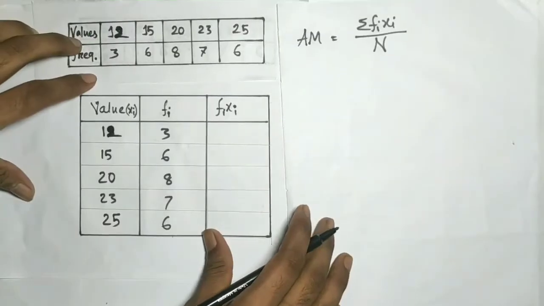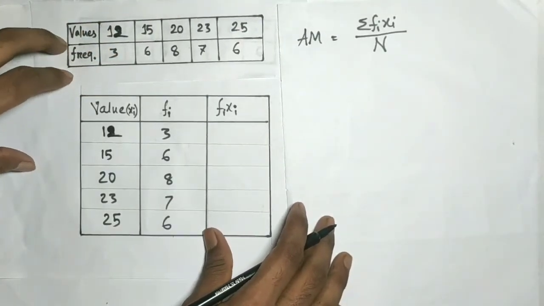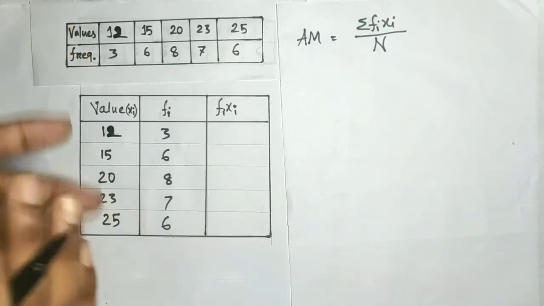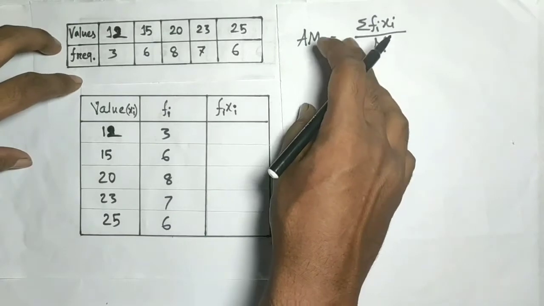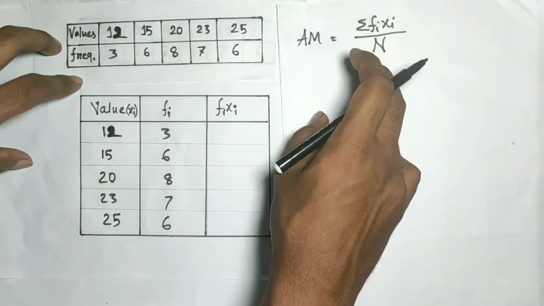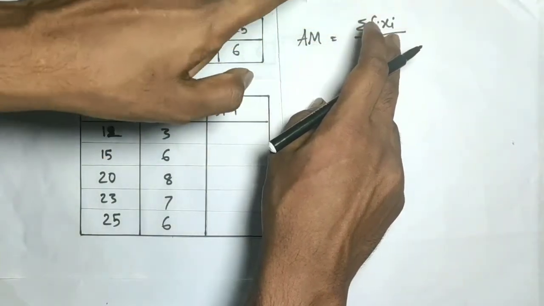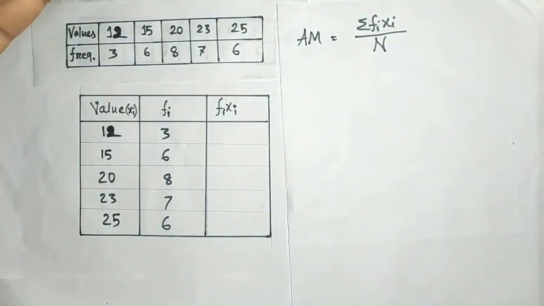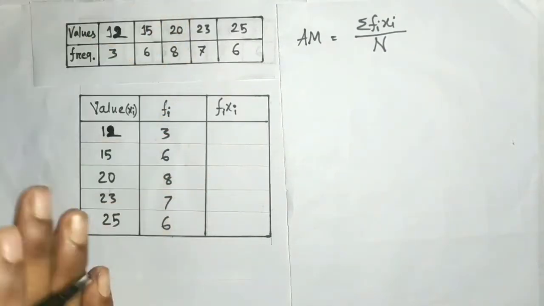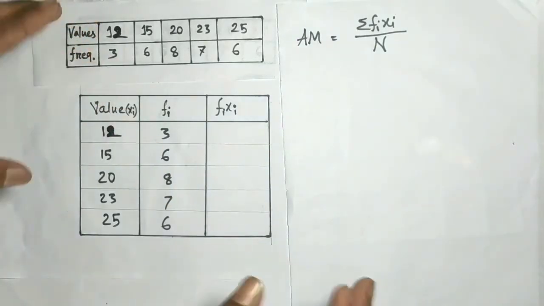Now we have a discrete series and we have to find its arithmetic mean. For finding the arithmetic mean of a discrete series, we have a formula: arithmetic mean is equal to summation fi xi divided by n. Here fi means the individual frequency and xi means the individual value. The summation of fi xi means the summation of the product of individual values with their corresponding frequencies. And n means the total number of observations, that is summation of fi.